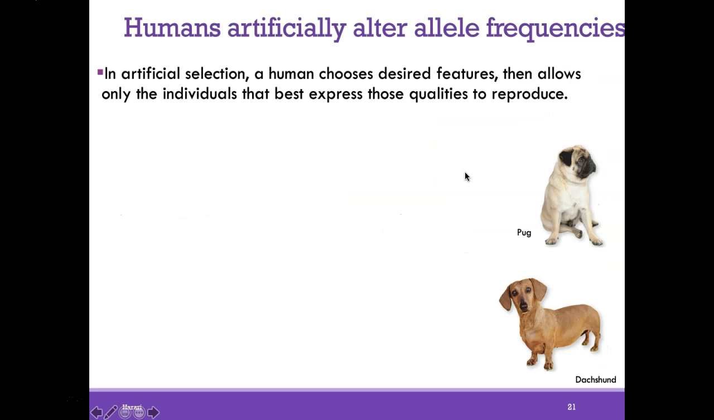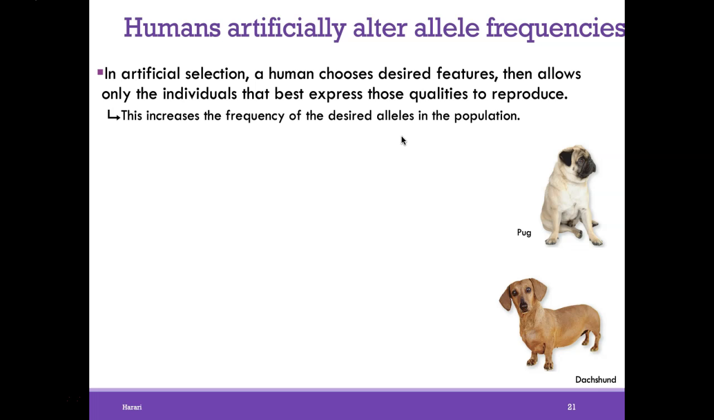So in artificial selection, a human chooses desired features, then allows only the individuals that express those desired features to reproduce. And people have been breeding dogs for thousands of years, beginning with domesticated wolves. And now we have hundreds of different breeds. Each is a product of artificial selection. Right? So originally there might have been a natural genetic variation, but humans kept on selectively breeding individuals with desirable traits to create what they wanted.